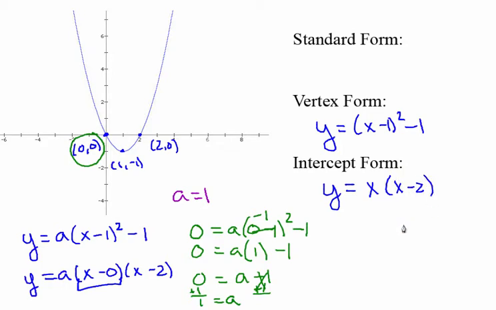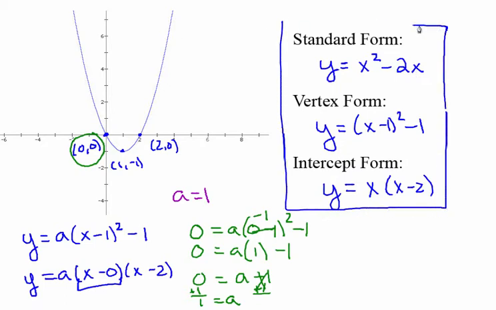The last thing we need to do is transform either one of these into standard form. Probably the easiest one to work with is intercept form. Remember, standard form is ax squared plus bx plus c. It's when everything's multiplied out from either vertex form or intercept form. So I'm going to take intercept form and just distribute this x. So x times x is x squared, and x times negative 2 is minus 2x. So here are our final answers in 3 different forms.